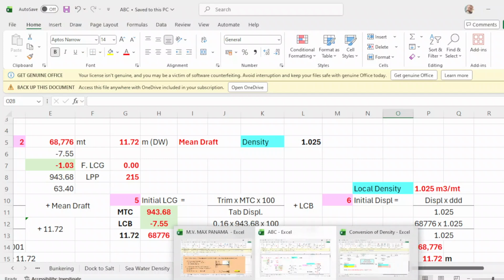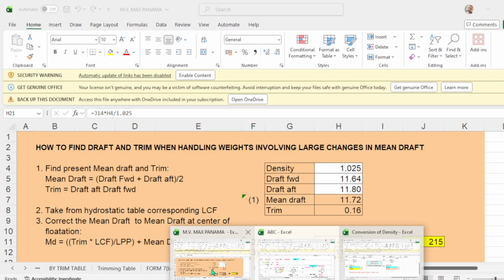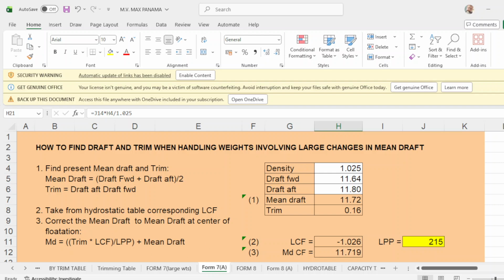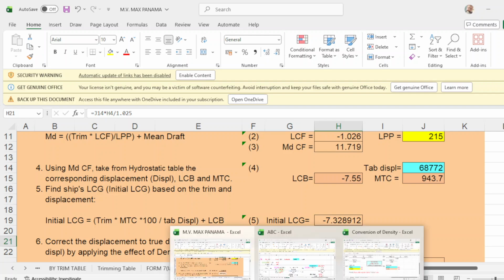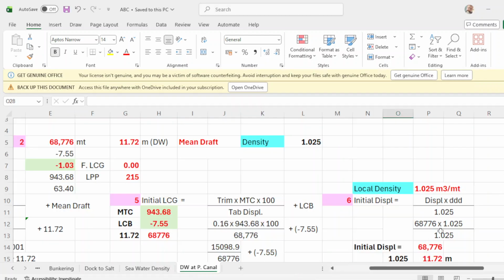Okay, number 6, the displacement is 68771.5, and I have here the displacement of 68776. Okay, never mind, it's already a small discrepancy. Then we go to number 7.